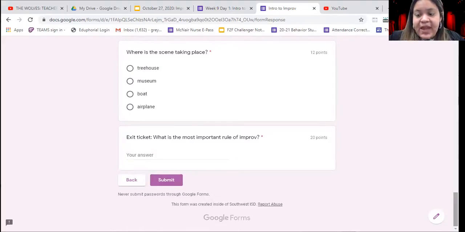And then after you answer those questions, your last thing you're going to do today is complete your exit ticket, which is what is the most important rule of improv? Give me your answer in the box at the bottom. Once you are done, you will click submit and you are done for the day.